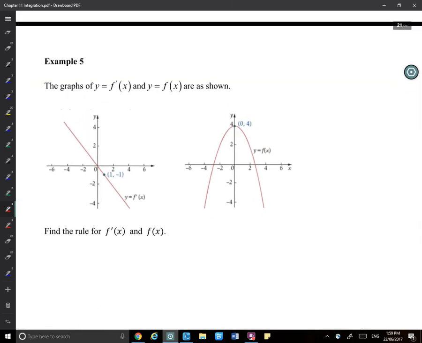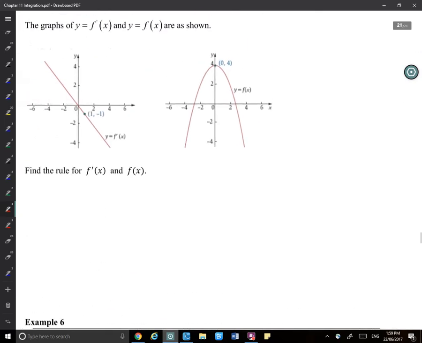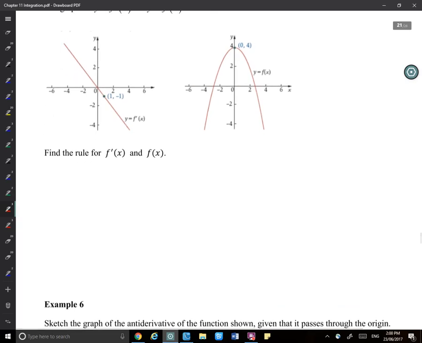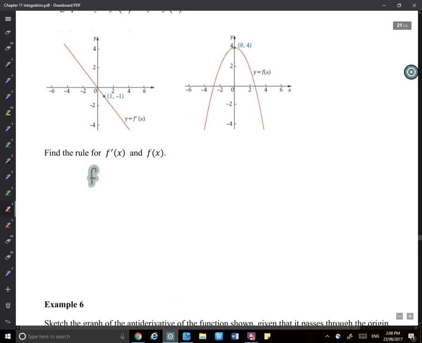Well, let's say this question. The graphs of y equals f'(x) and y equals f(x) are shown here, and I want you to find the rule for f'(x) and f(x). Well, that question is easy, in a way. Your f'(x) is just equal to minus x. It passes through (0, 0), and it passes through (1, -1). So f'(x) is minus x.